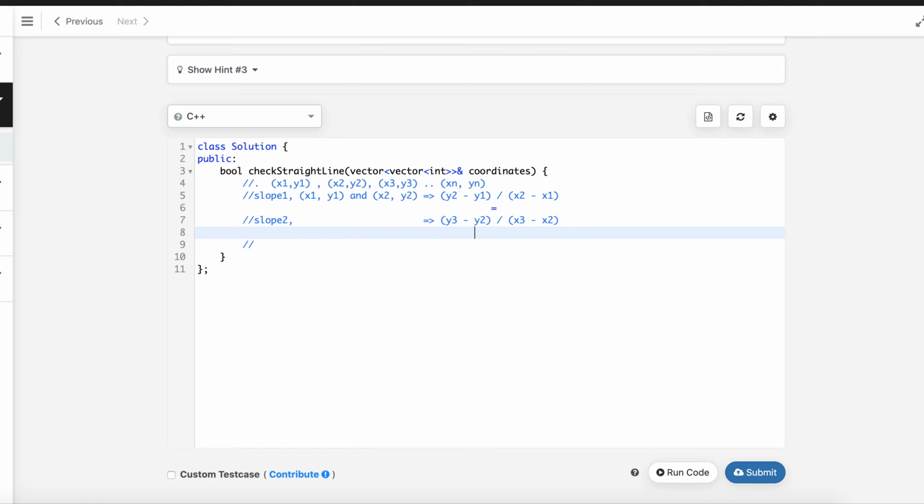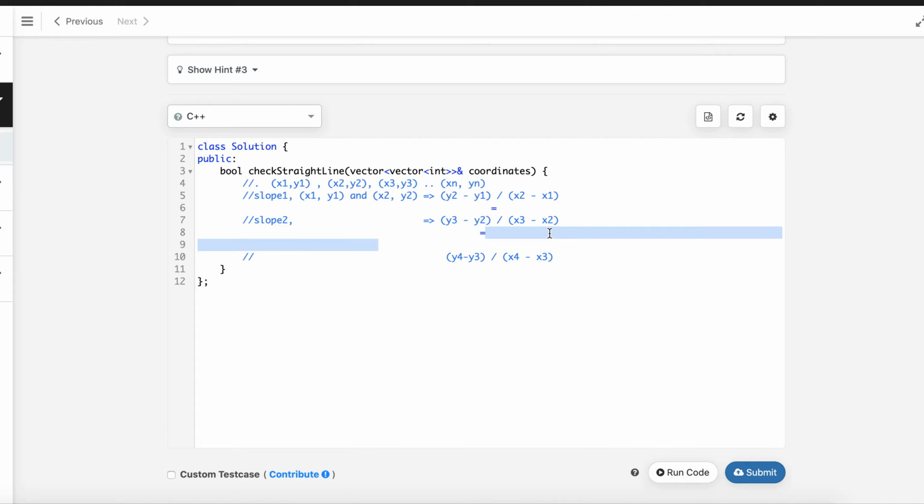So otherwise we can't proceed further, and we can't do any other further calculation for another line like y4 minus y3 divided by x4 minus x3. We can't do further calculation, so let's do calculation for this line.